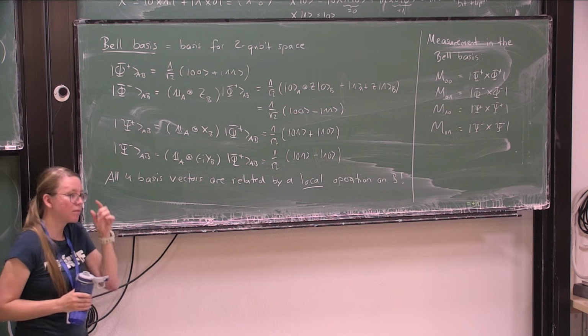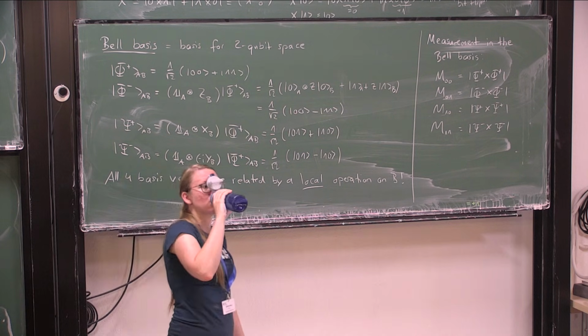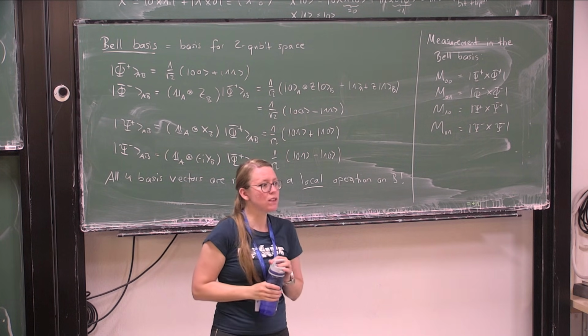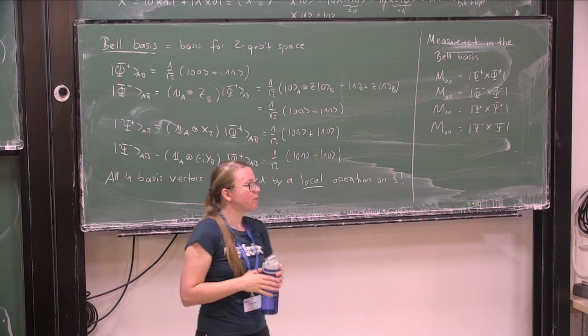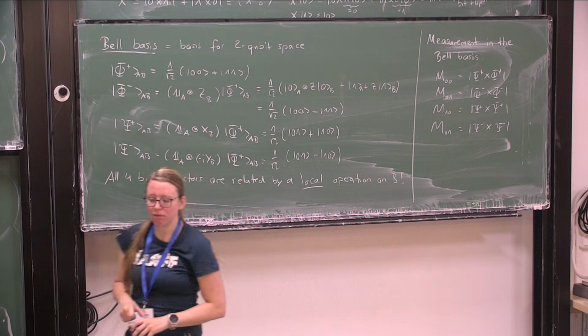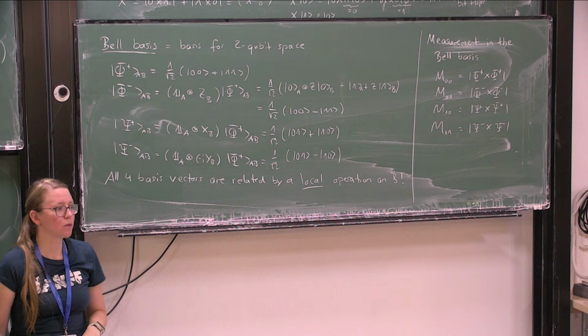Is there a reason we used phi plus AB as a resource? Like, could we have used a different one of these? Yeah, you could use any of these. So the same thing, it doesn't matter. This one.